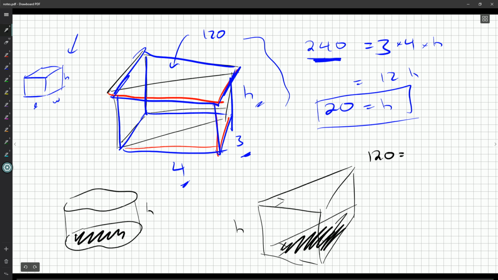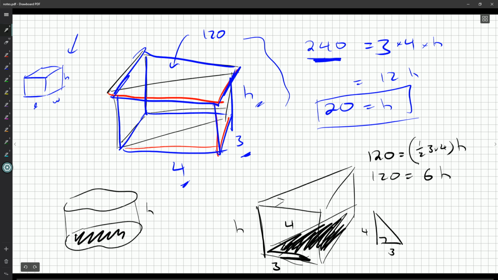Well, the base is a triangle that's right-angled, with a base of 3 and a height of 4 itself. So the area of the triangle is 1/2 base times height, and then times the height of our prism gets me the volume, 120 centimeters cubed. So 3 times 4 is 12, divided by 2 is 6. 120 must be 6h, divide both sides by 6, and once again we get the height is 20.